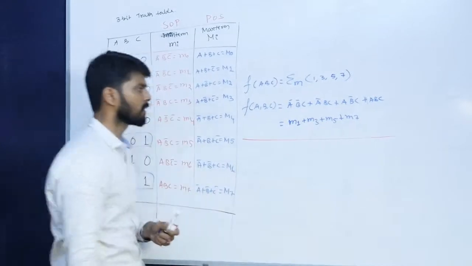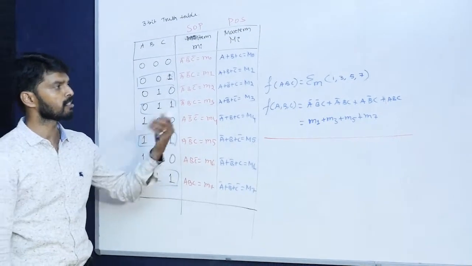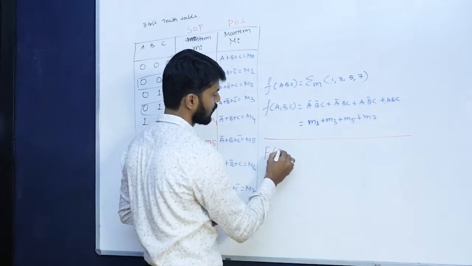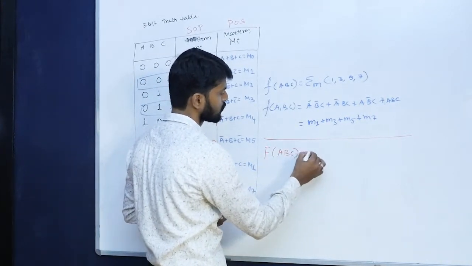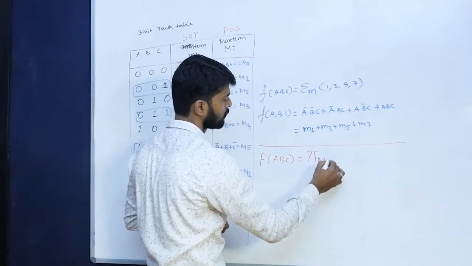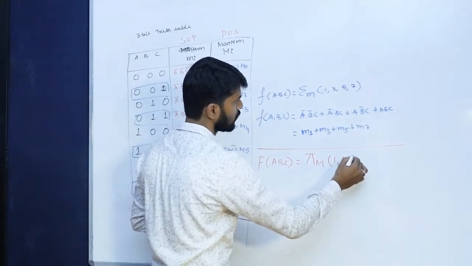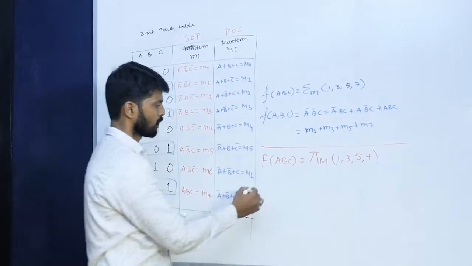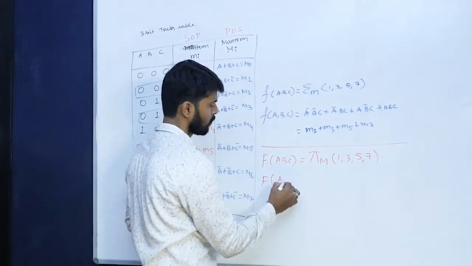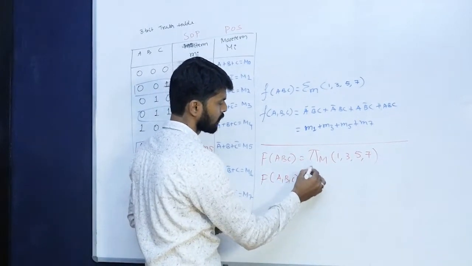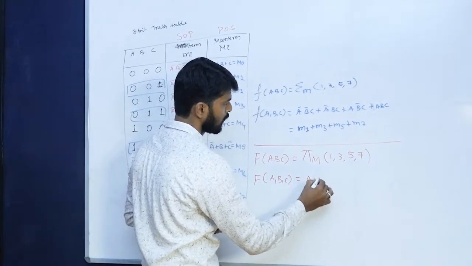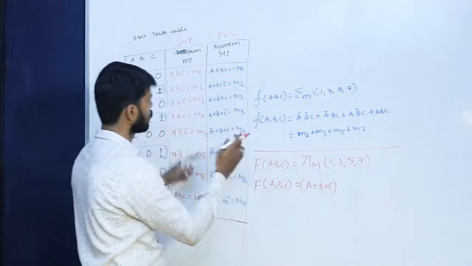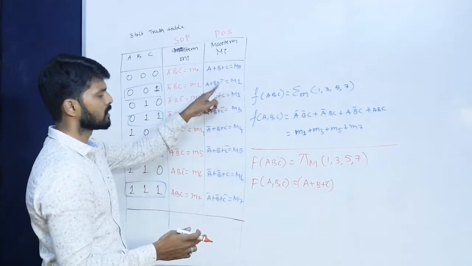Similarly, if I want to represent anything in the POS form, see for example, if I take f of ABC equal to pi m of 1, 3, 5, 6, the same numbers I am representing in the POS form. So again, if I want to represent it, we know that A plus B plus C, correct? A plus B plus C bar for the 1.